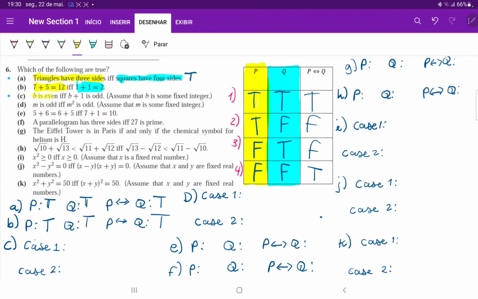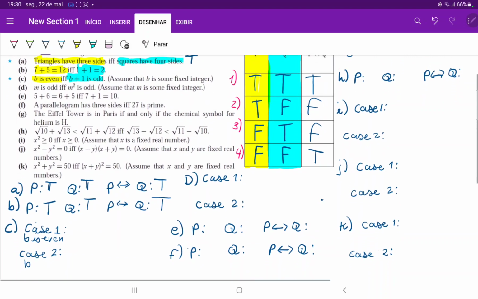Well, P is B is even, and Q is B plus 1 is odd. And assume that B is some fixed integer. They tell us to assume that because if it hadn't been assigned a value, then this would not be a proposition. So, okay, we now have to consider 2 cases, because we don't know whether B is even or odd. So we're going to consider case 1, where B is even, and then case 2 is going to be where B is odd.